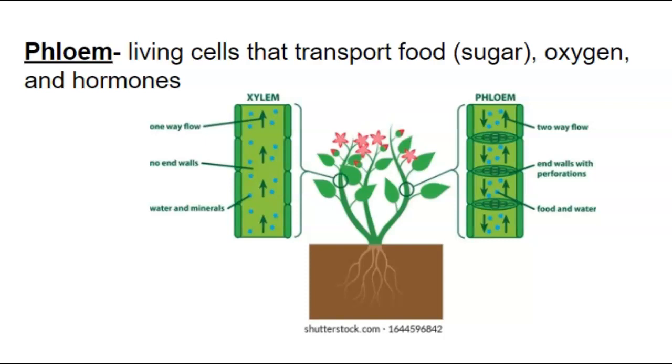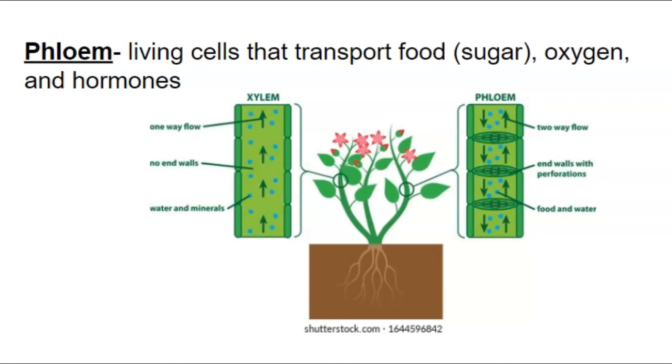So now that we've talked about xylem, our next question is, how do food and nutrients move throughout the plant? We know that xylem transports water. It also transports dissolved minerals and hormones, but how does sugar get around? So phloem is the transport mechanism for transporting sugar.